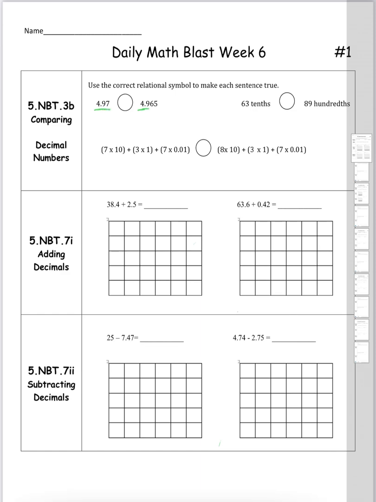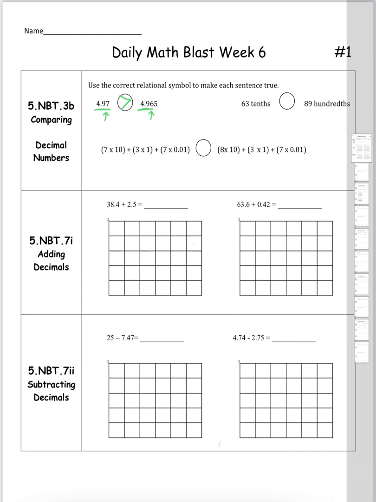And now in the hundredths place, there's a 7 versus a 6. So it is in this hundredths place that I'm able to make the comparison. 7 hundredths is greater than 6 hundredths. So this whole number, 4 and 97 hundredths, is greater than 4 and 965 thousandths.